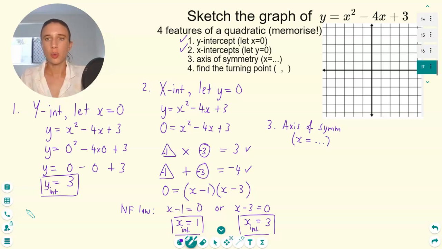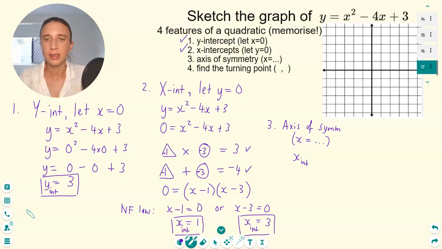Because that is the equation of our axis of symmetry. When you have a quadratic, it's the line x equals something, which I did in my last video. So please go back and watch that. I explained it. So axis of symmetry, this is the formula you want to remember.